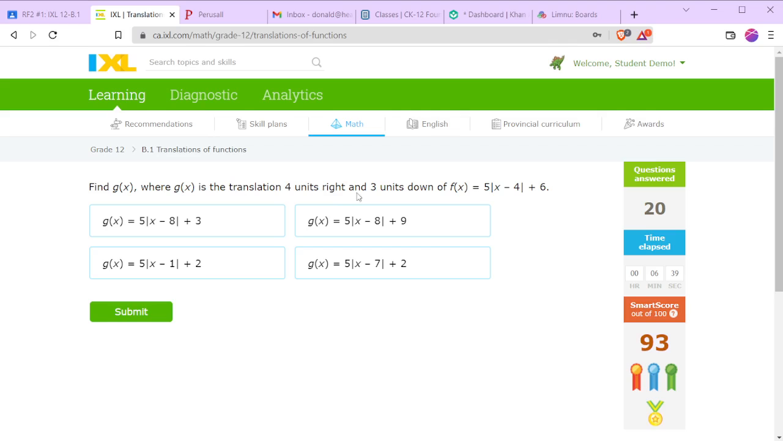Now 4 units right, that means x is replaced with x minus 4. So they'll combine to make a minus 8. So we're in one of these top 2 options. 3 units down, we take our 6 and subtract 3.